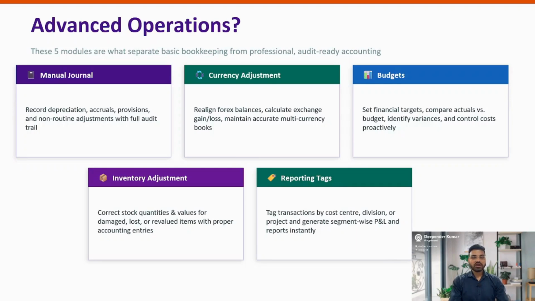In today's video, I am going to discuss some advanced operations of Zoho Books. These topics are manual journal, currency adjustment, budgets, inventory adjustment, and reporting tag. I will go one by one and help you understand all the concepts. So stay tuned. First, manual journal.